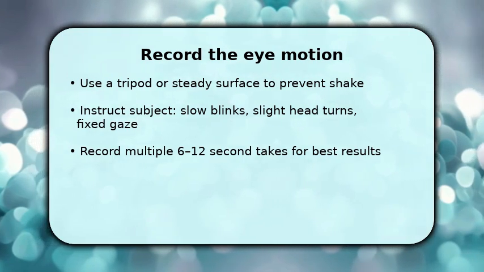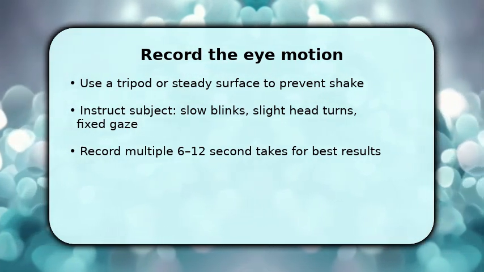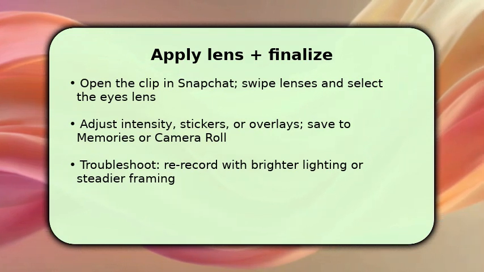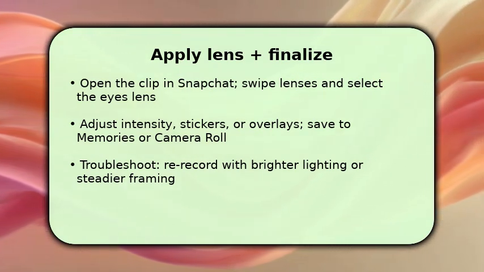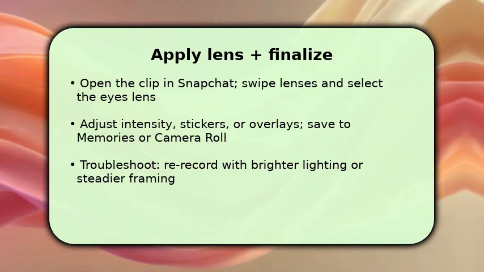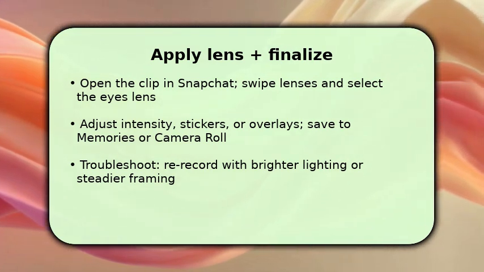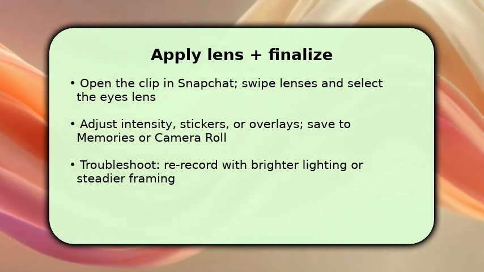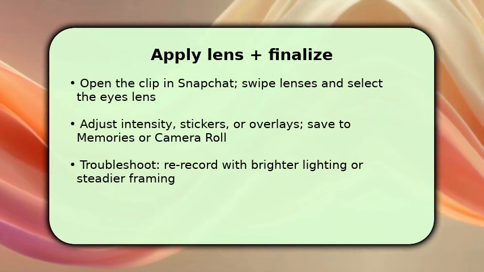You finalize by importing or capturing the chosen clip in Snapchat, then swipe through lenses until you find the specific eye's lens you want. Apply it and adjust intensity, color, or added overlays so the effect reads well on small screens. When satisfied, save to memories or export to camera roll for sharing.